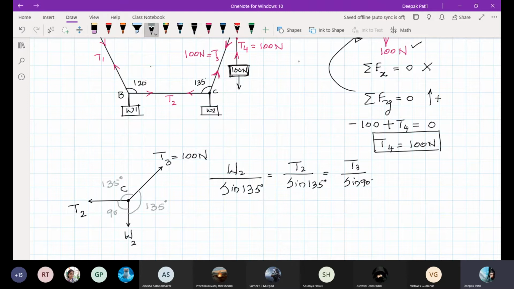Now what you can do? Here, T3 is already 100 newtons, that I know. So I can directly write it as 100 here. Now you can take these two and do cross multiplication. T2 into sine 90 is equal to 100 into sine 135. Therefore, T2 is 100 into sine of 135 divided by sine of 90, which comes out to be 70.71.